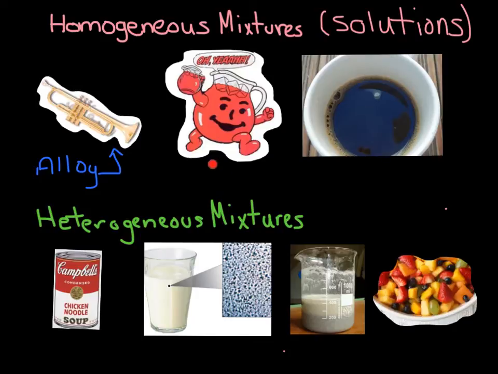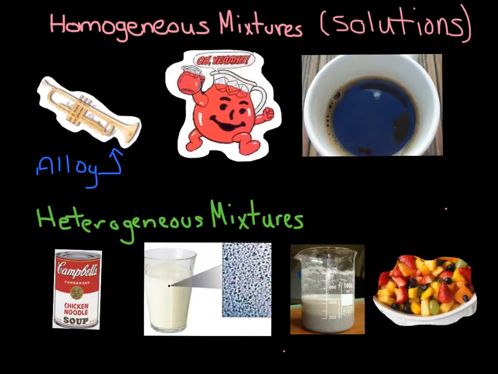I put in a favorite, our Kool-Aid Man, because Kool-Aid is a solution. You mix the Kool-Aid powder and water together, and it forms a single phase after you've stirred it. You can no longer see the difference between the water, the sugar, and the dye in the Kool-Aid. Coffee is also considered a solution. Although you do filter out the coffee beans, you can no longer distinguish what is coffee and what is water inside this mug.